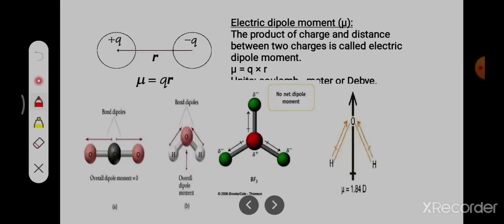Electric dipole moment. The product of charge and the distance between the two charges is called the electric dipole moment. Consider a charge q. Here plus q is the positive charge and minus q is the negative charge. The distance between the two charges is small r. Mu is equal to q into small r. Therefore, the unit for the electric dipole moment mu is the debye.